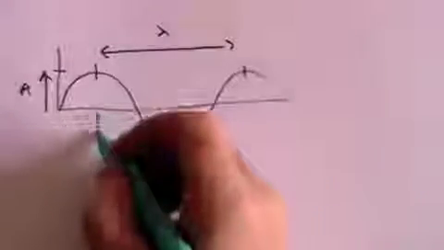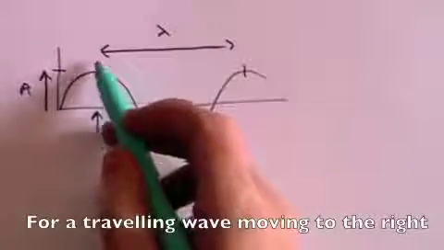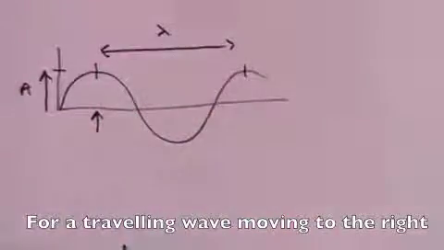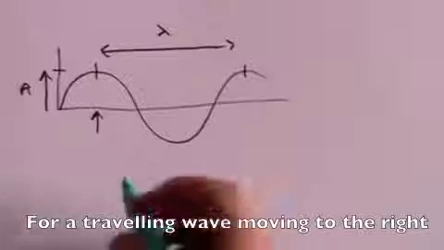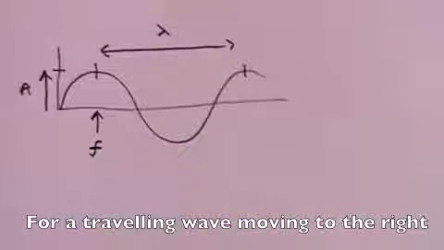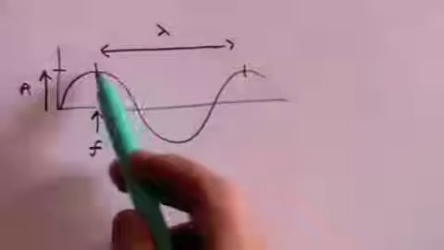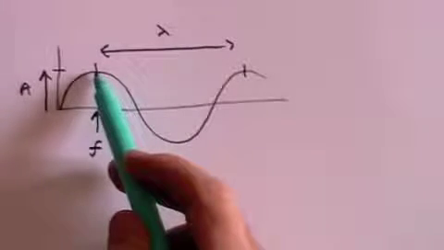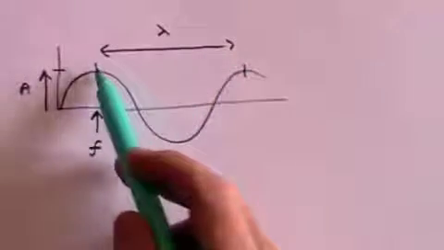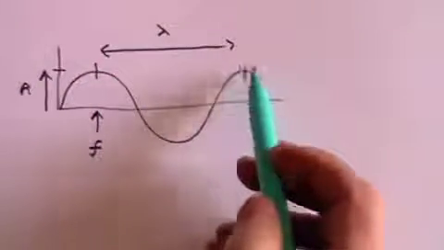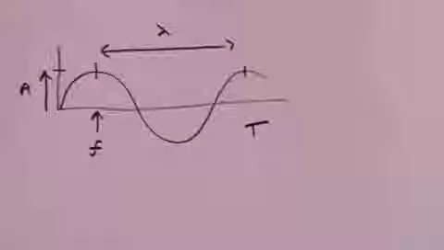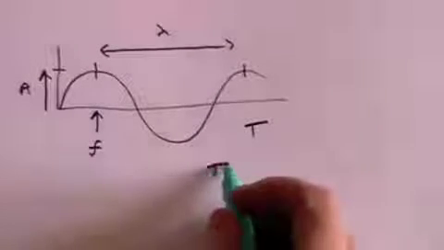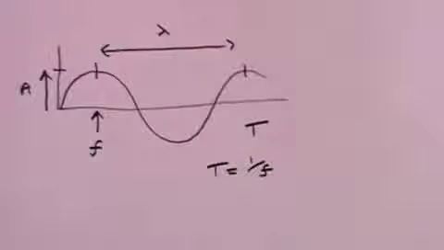We say that the number of crests of the wave that pass a point in 1 second is called the frequency. And the time it takes for one crest to travel to the point of the next crest is called the period of the wave, which is T. And T is 1 over f.